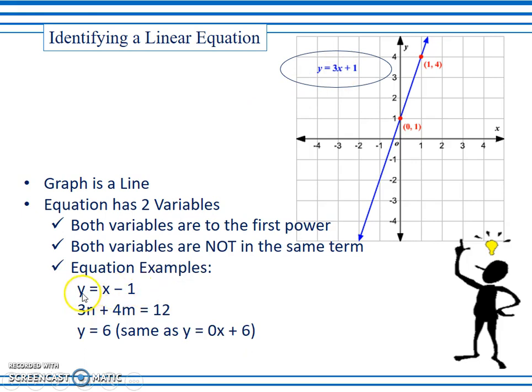Here are some other examples of linear equations. Y equals x minus 1. 3n plus 4m equals 12, and y equals 6. Now the reason y equals 6 is a linear equation, even though there's only one variable, is it's similar to y equals 0x plus 6. So this is almost like the simplified version.